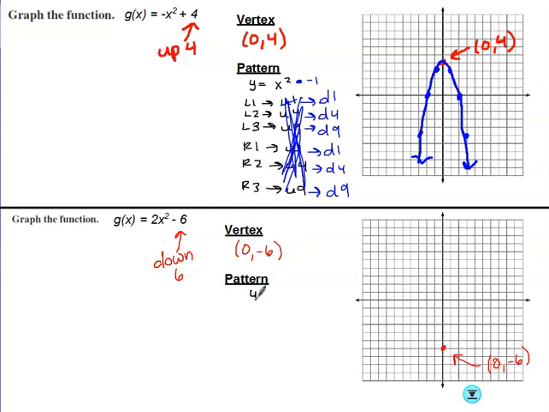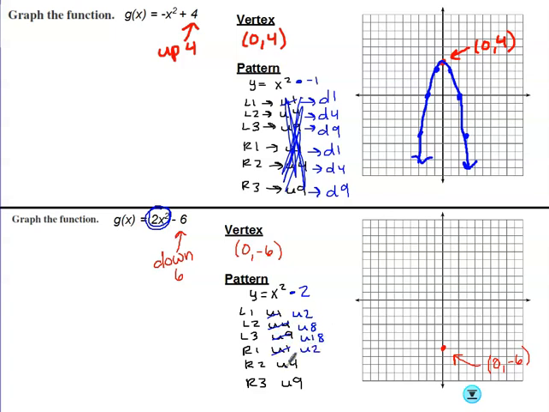and then I create my pattern. My pattern comes from y equals x squared: left 1, up 1, left 2, up 4, left 3, up 9, right 1, up 1, right 2, up 4, and then right 3, up 9. Any multiplication or division changes our pattern. So I do see that we're multiplying everything by 2, which means this is going to become up 2, up 8, up 18, up 2, up 8, and up 18.